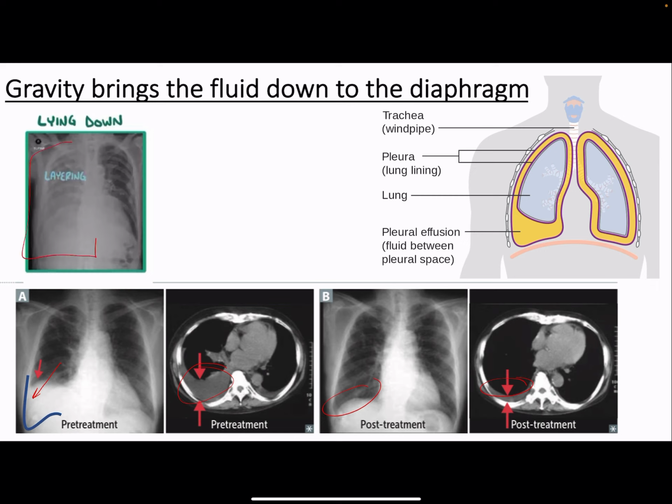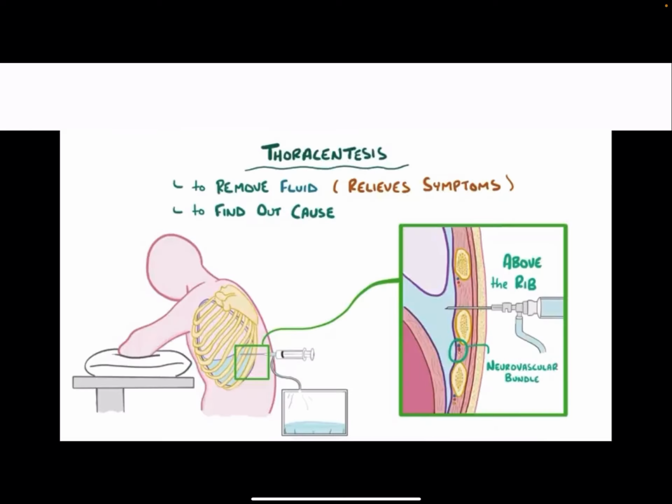If somebody lays down, I suppose I could look: are they laying on their side? Are they laying on their back? It's going to affect how your chest x-ray looks. Now, you need to drain this, especially if it's in the pleural space, so you're going to do thoracentesis. Make sure you go above the rib, because below the rib you have this neurovascular bundle, which you definitely don't want to damage.